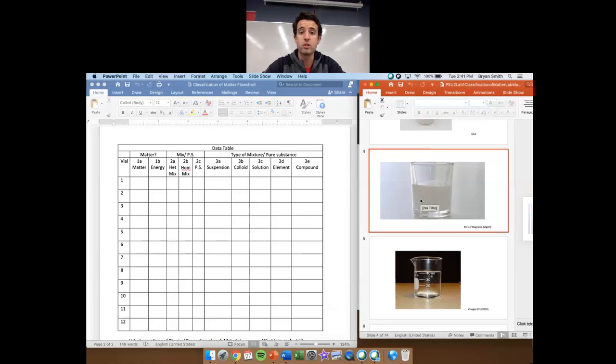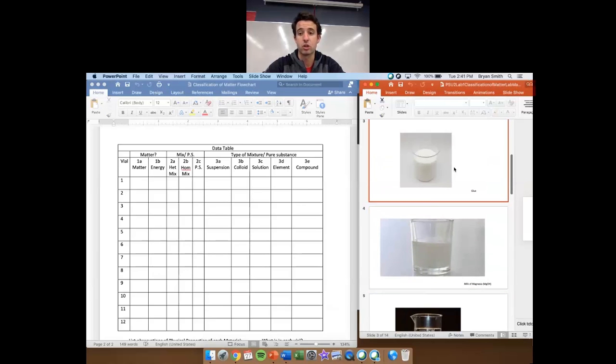Now, for each picture, so for example, for glue, you're going to want to tell me, is it matter or is it energy? That's 1A and 1B, so pick one of those. Then you're going to tell me, is it a heterogeneous mixture, is it a homogeneous mixture, or is it a pure substance? So you're going to write an X in 2A, 2B, or 2C. So have one X in one of the number 1s and one X in one of the number 2s. Lastly, you're going to tell me if it's a suspension, a colloid, a solution, an element, or a compound. Pick one of those 5 boxes and put an X in there. Again, this is for glue.